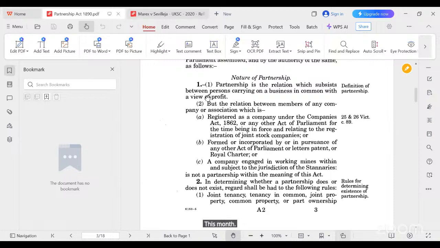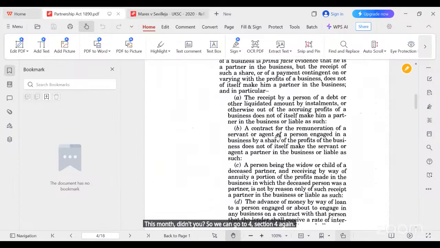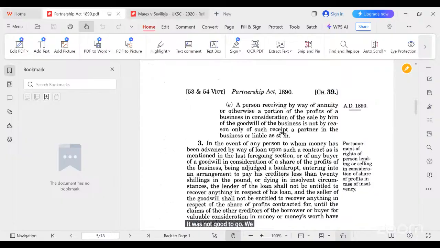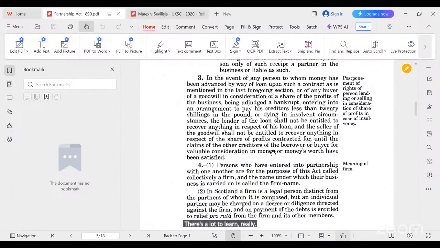So we can go to section four again. We rush through it because of our time. There's a lot to learn, really. The time is always very short.